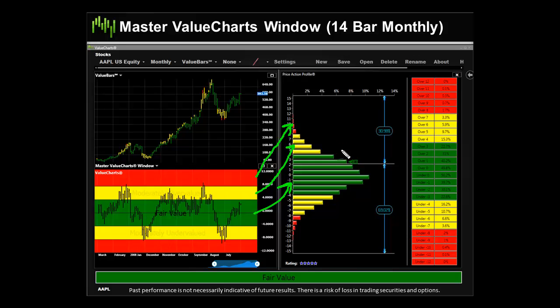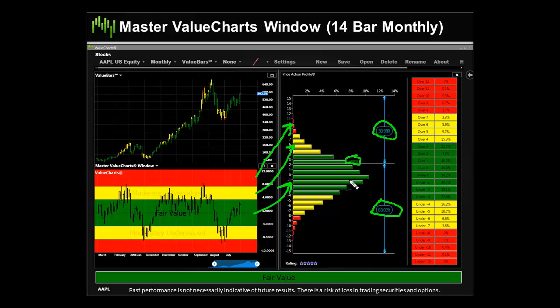Now, the price action profile is designed to communicate the degree that a market is overvalued or undervalued. So Apple Computer right here is trading in the upper end of fair value. It's in the green area, and it trades at or above this area 30.98% of the time, trades at or below 69.02% of the time. So this is where this information can start to become powerful.